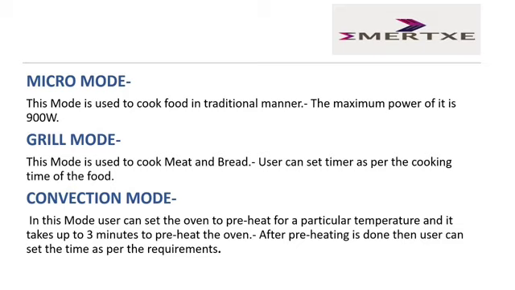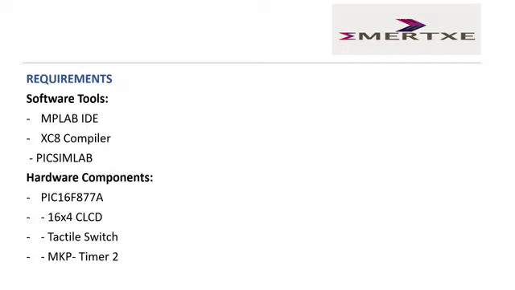Convection mode: in this mode, the user can set the oven to preheat to a particular temperature, and it takes up to 3 minutes to preheat the oven. After preheating is done, the user can set the time as per the requirements of the food.